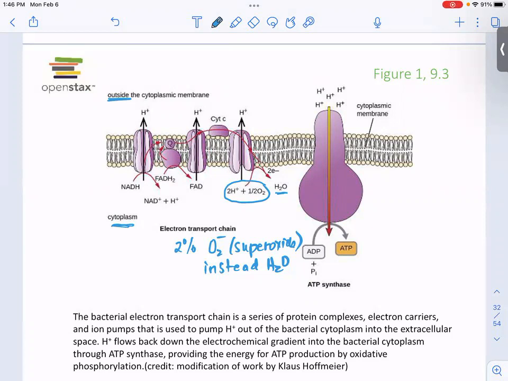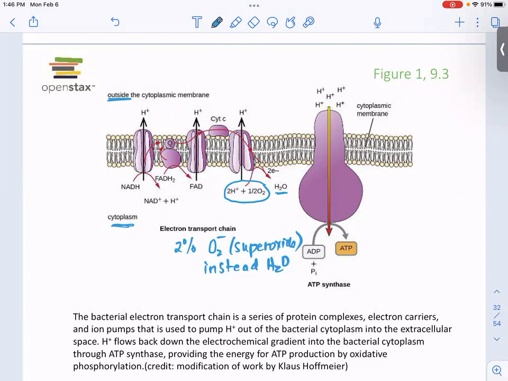So especially cells that are respiring aerobically, and really any cell that is around other organisms that are respiring aerobically, have to be able to detoxify that superoxide. Otherwise, they're not going to be able to survive. Okay, so that's a little bit about toxic oxygen.